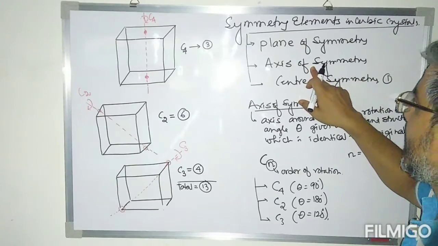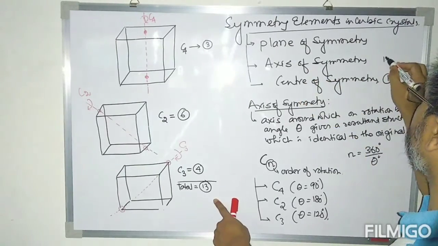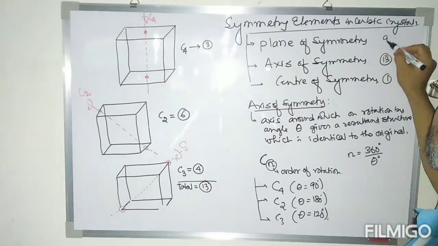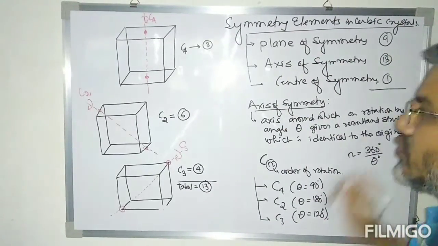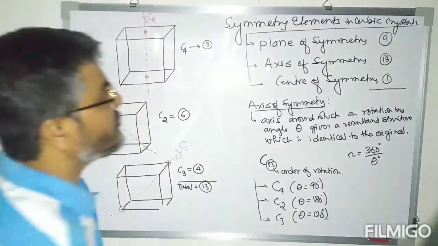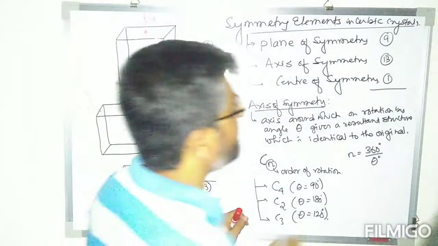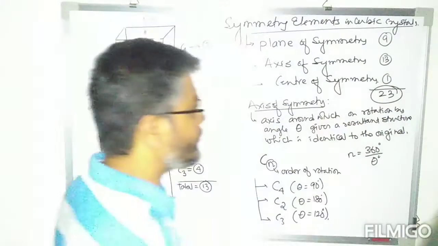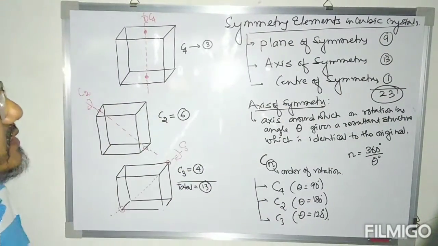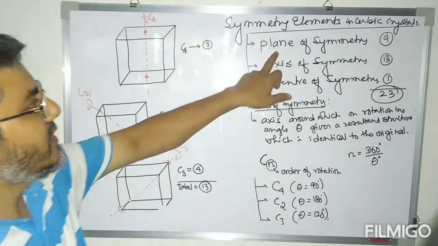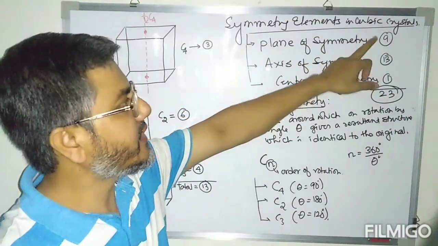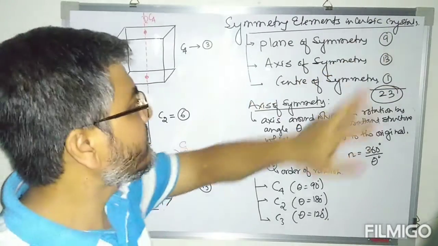We have how many axes of symmetry? 13. And how many planes of symmetry? 9. So total number of symmetry elements present in a cubic crystal is 23. So there are 23 symmetry elements in a perfect cube, out of which we have 9 planes of symmetry. Out of these 9 planes of symmetry, we have 3 rectangular and 6 diagonal.